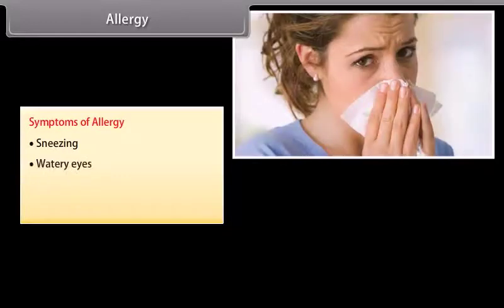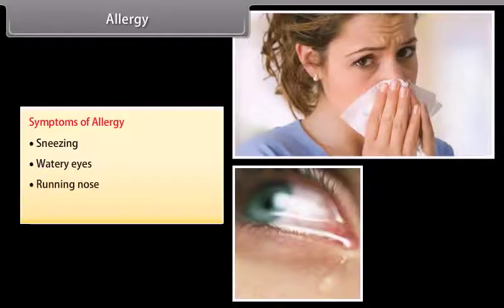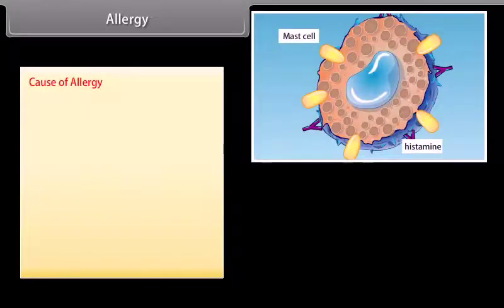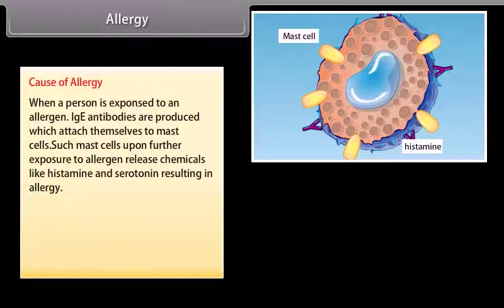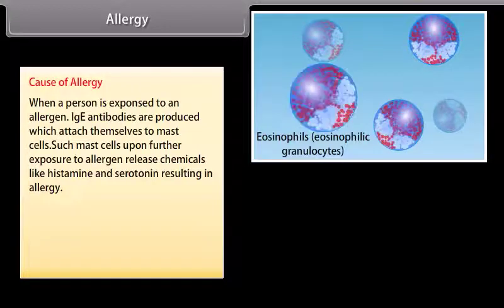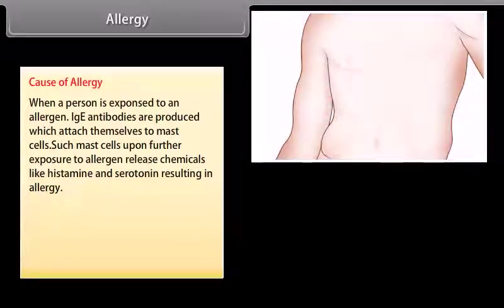Symptoms of allergy: sneezing, watery eyes, running nose, difficulty in breathing. Cause of allergy. When a person is exposed to an allergen, IgE antibodies are produced which attach themselves to mast cells. Such mast cells, upon further exposure to allergen, release chemicals like histamine and serotonin, resulting in allergy.